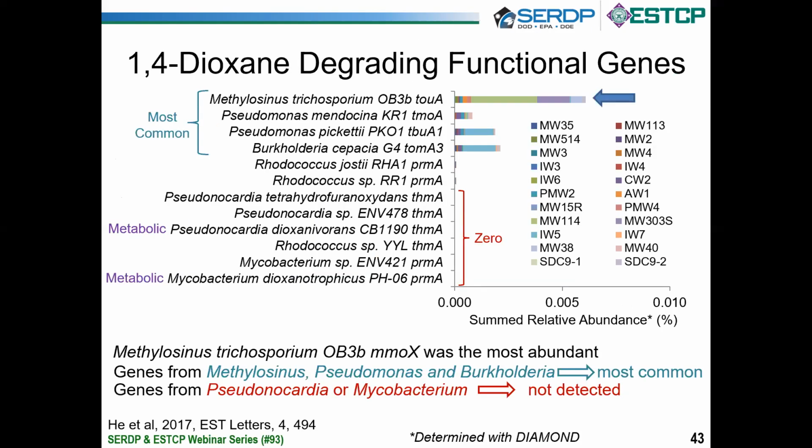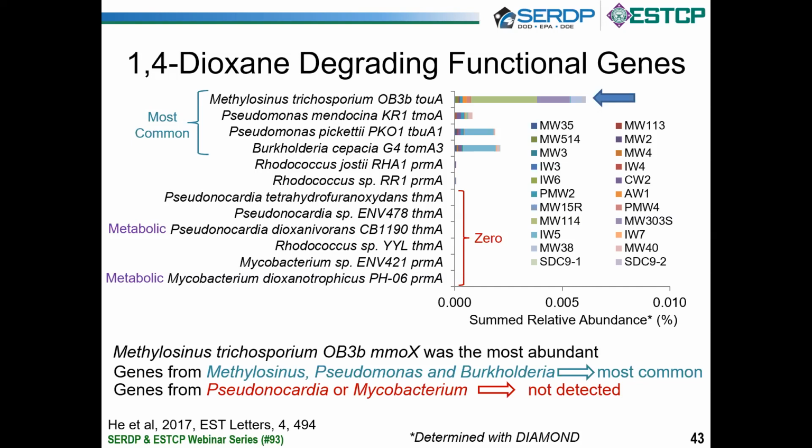The data sets were also searched for the functional genes associated with 1,4-dioxane biodegradation. We focused on the 12 genes summarized in a recent publication, and that's shown on the bottom of the slide from ES&T Letters from 2017. These genes were linked to both metabolic as well as co-metabolic degradation of this chemical. This time the data are shown in a slightly different format.